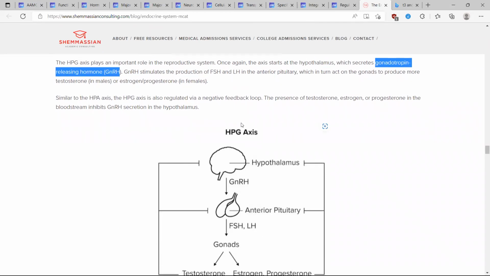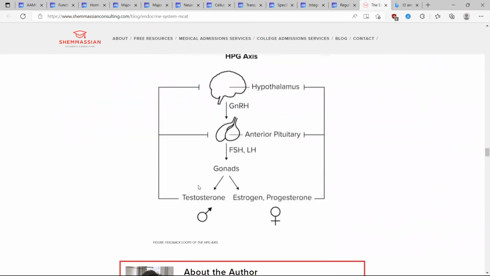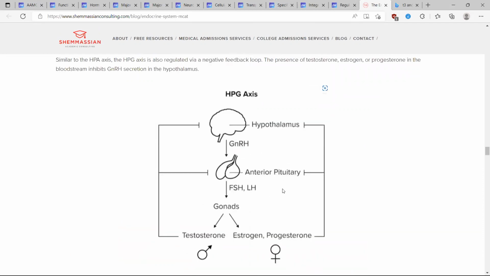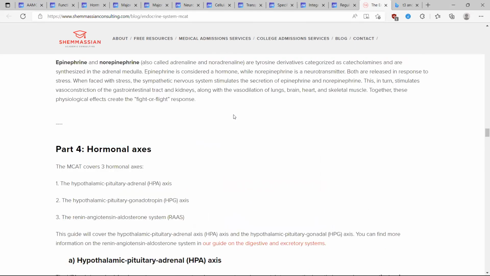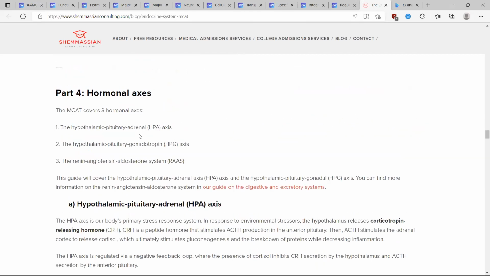Then the FSH and the LH will have different effects on the gonads. In men, it will act on the testes and produce testosterone. In women, it acts on the ovaries and produces estrogen and progesterone. Again, we have that negative feedback loop because we don't want too much testosterone, too much estrogen, or too much progesterone. Once you understand how an axis works in general, it's the same idea.